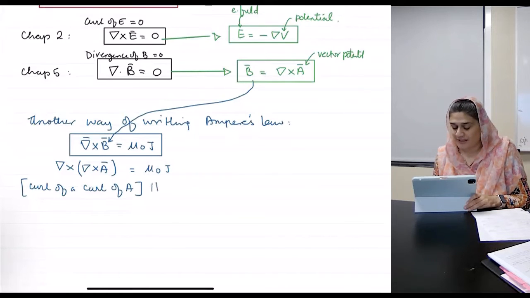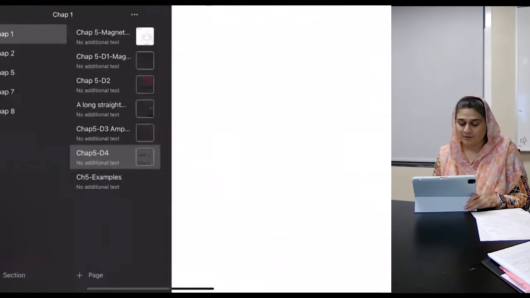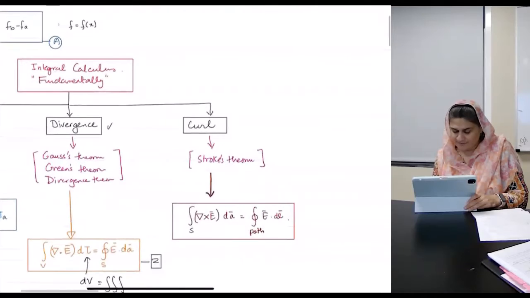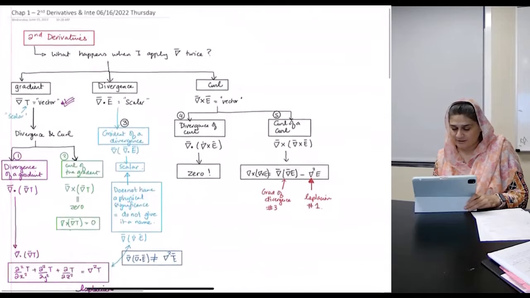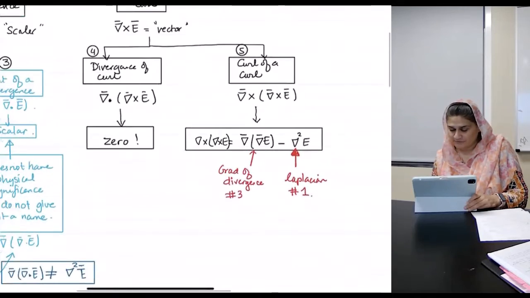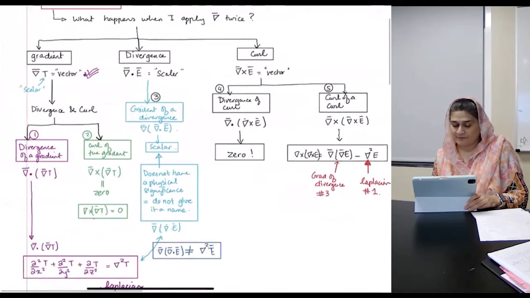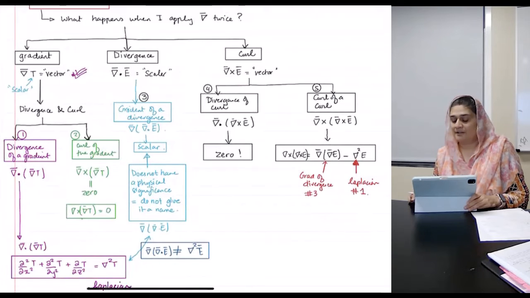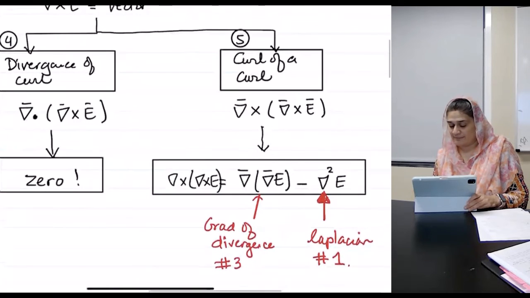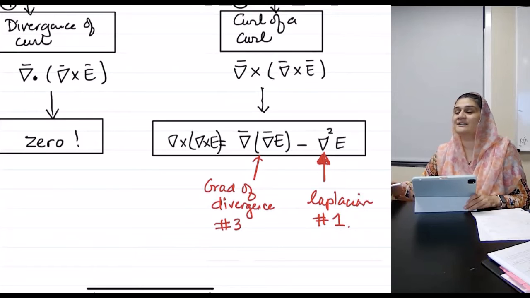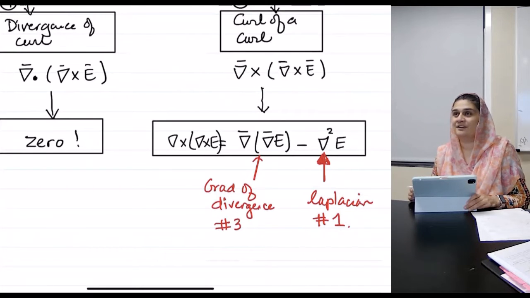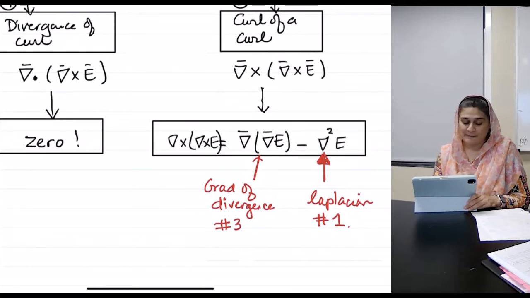was number 5 in our table that we drew for chapter 1. I'm going to go back to chapter 1. That's the first one. Second derivative, this was it. Here we go. There we go. It's from that big chart. So it was number 5 here, right? It was a curl of a curl that gave us the gradient of divergence minus the Laplacian. So this is going to come back.